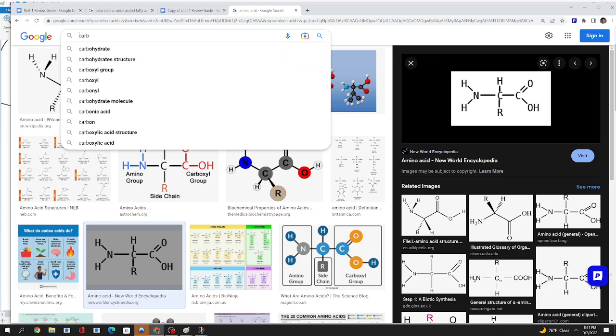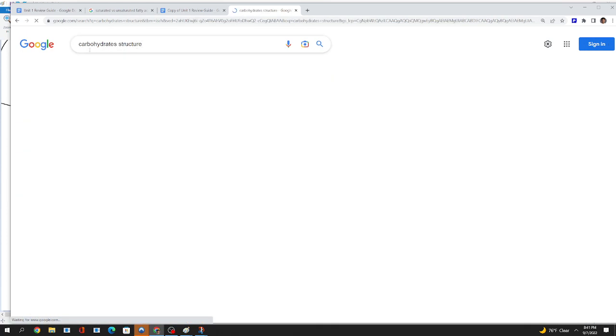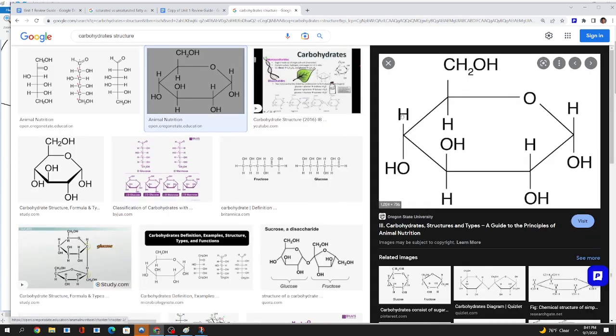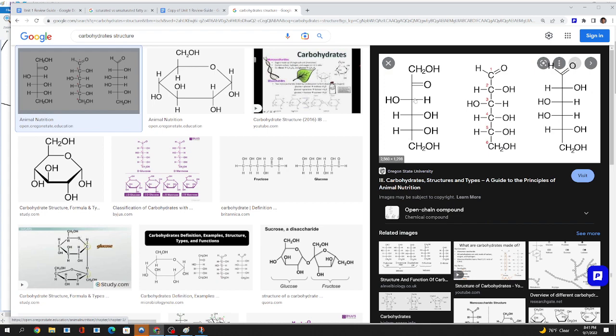If I have carbohydrates, they will always look like one of two ways. Either a hexagon or a pentagon. These two right here, 1, 2, 3, 4, 5, 1, 2, 3, 4. These are going to be what carbohydrates look like.